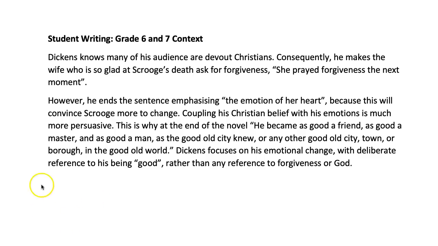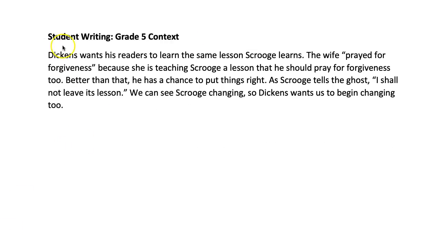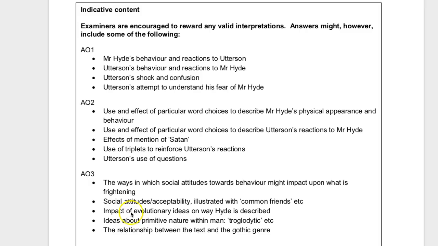In my guide, I take you through the stages, so you might just write 2 paragraphs, which will give you grade 6 and 7 context. And I also show you how one simple paragraph can get you grade 5 context, even if you're writing at grade 3 at the minute. So now we've seen how super useful the indicative content is, especially AO3, which is definitely relevant to every single essay that you can possibly write.